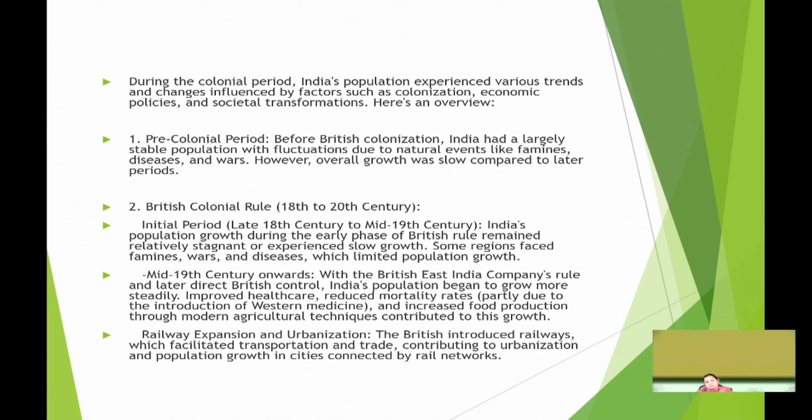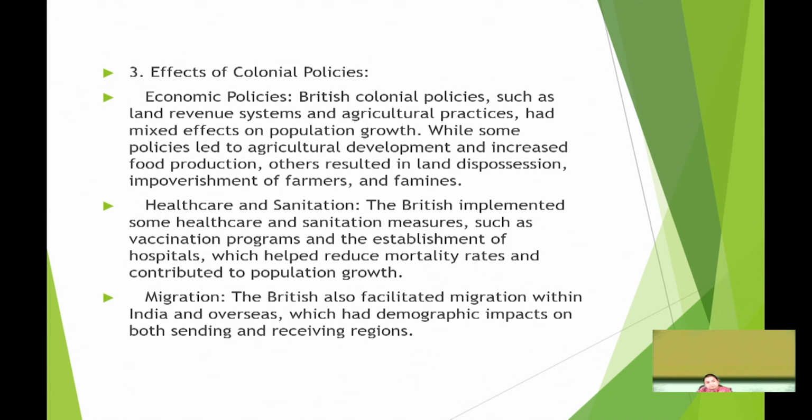Again, the Britishers introduced railways, which facilitated transportation and trade, contributing to urbanization and population growth in cities connected by rail networks. British colonial policies such as the land revenue system and agricultural practices had a very mixed effect on India's population growth. While some policies led to agricultural development and increased food production, others resulted in land dispossession, impoverishment of farmers, and famines.